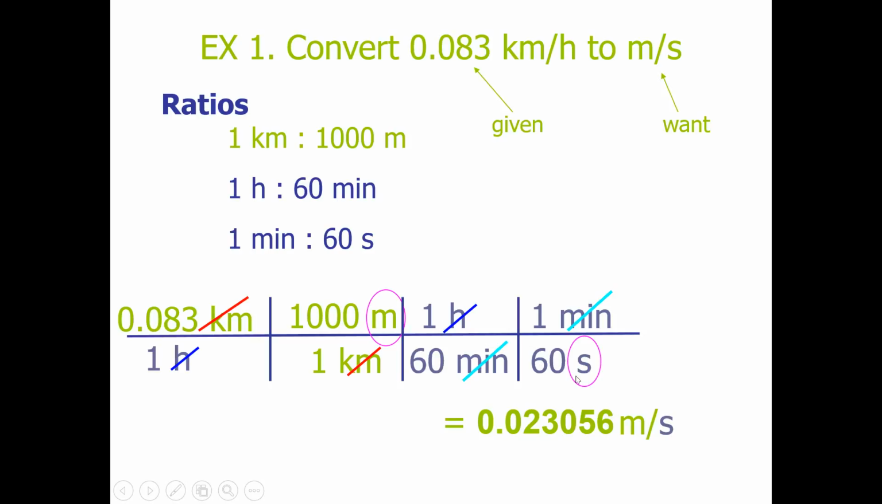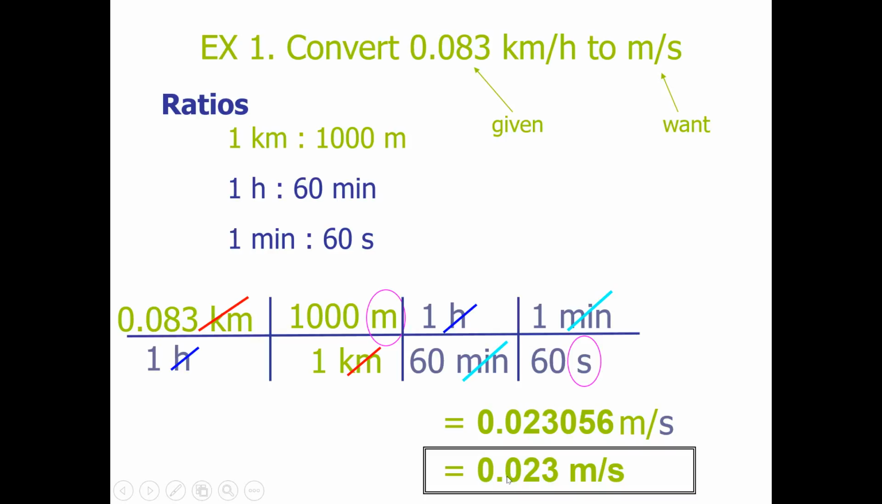To correctly represent this using the correct number of sig figs, I look at my given, and my given has 2 sig figs. Remember, leading zeros are not significant. I count 1, 2, and my final answer is 0.023 meters per second. Now, a few things I want to say about this. I did not take these ratios into consideration for significant figures because these are exact conversions, exact value conversions, and they're not taken into account for significant figures.